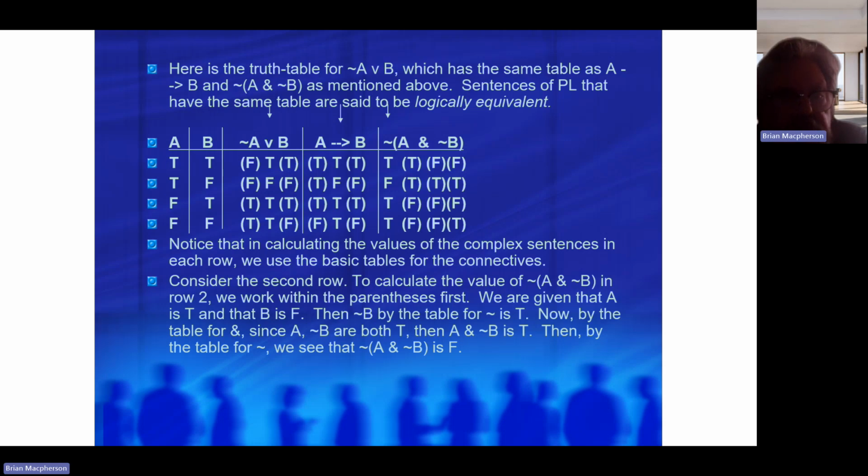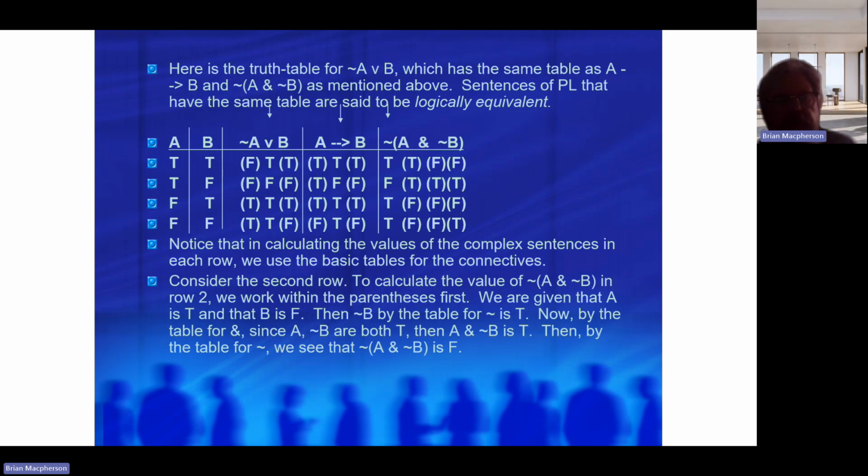On slide number 3, I've diagrammed for you a truth table for 3 sentences: not A or B, A then B, and not (A and not B). If you look at the truth table, when both A and B are true, not A or B is true because B is true. A then B is true because both A and B are true.